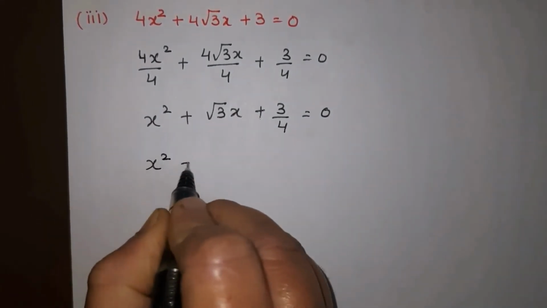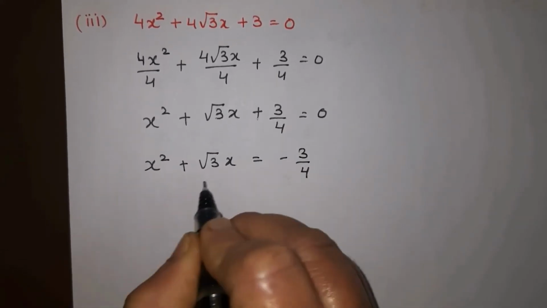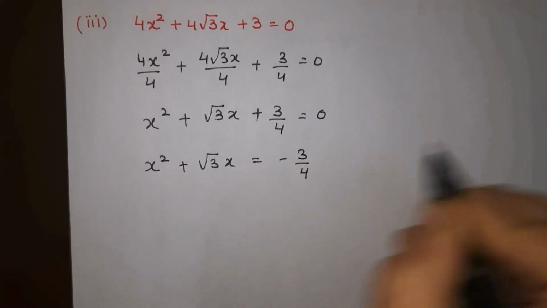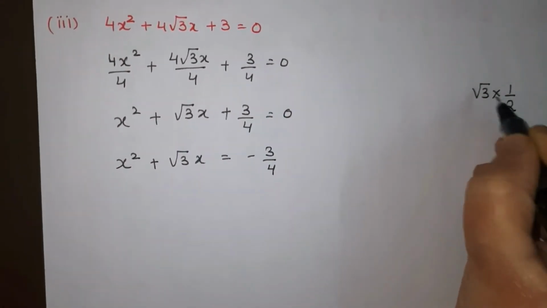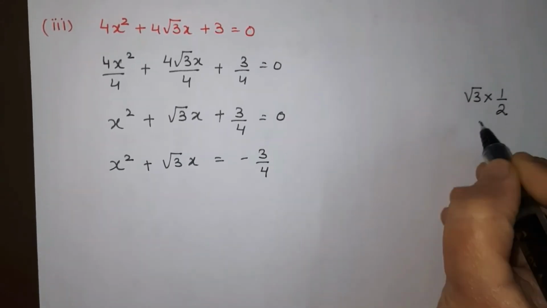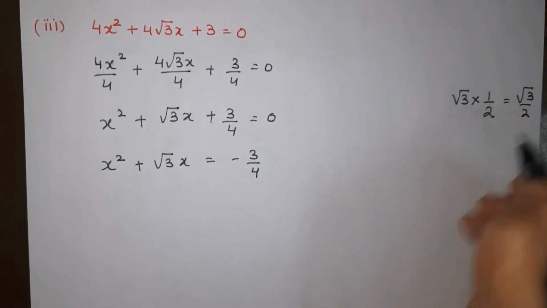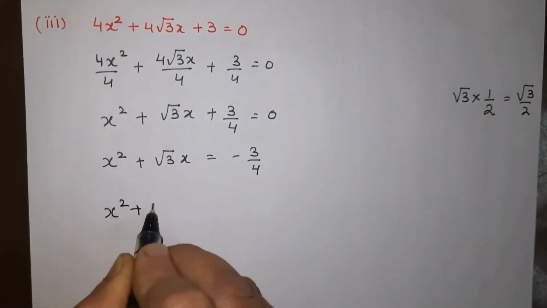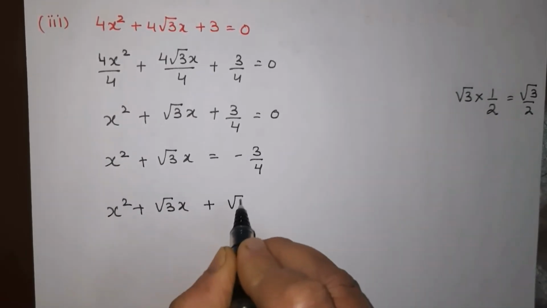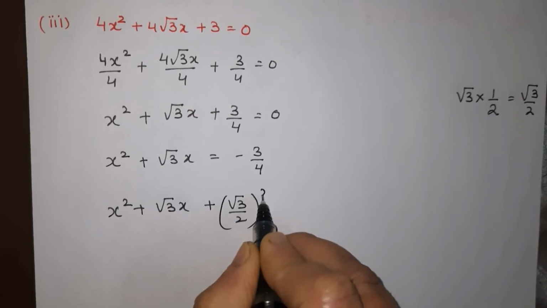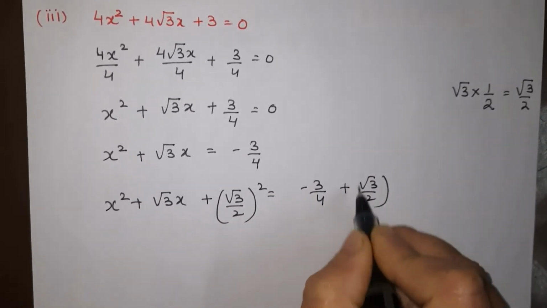Second step, we will take the constant term to the other side. The third step will be, we will take the coefficient of x, which is root 3, and multiply it by half. Remember, this coefficient of x will be multiplied by half each time. So this is root 3 by 2. Now in the next step, we will add the square of the number that is coming to both the sides. So the square of root 3 by 2 on this side and the other side also.